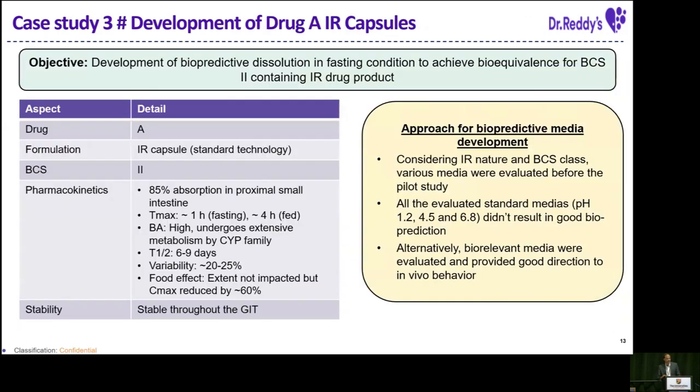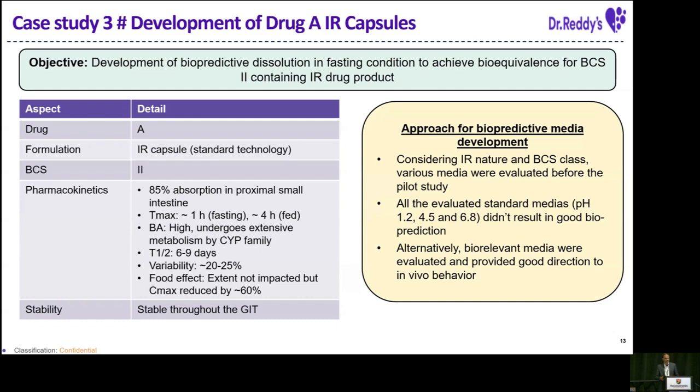The next product is drug A IR capsule. In this case, the objective is again to develop a biopredictive dissolution in fasting condition for a BCS class 2 containing IR product. The class 2 molecule is manufactured with a standard technology. The molecule exhibits significant absorption around 85%, and Tmax is around 1 hour in fasting condition. The variability is 20 to 25%, and it is stable throughout the GI tract conditions.